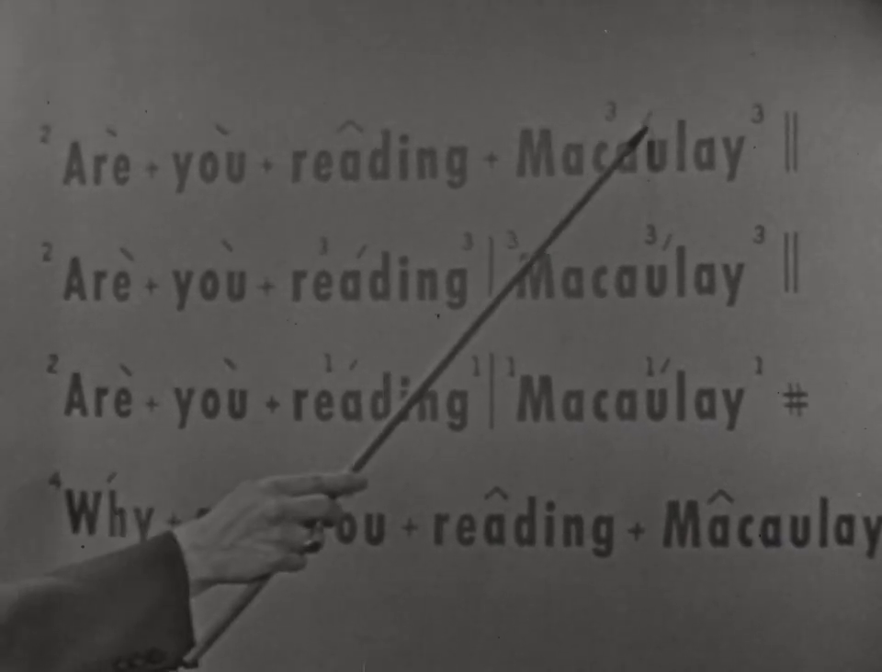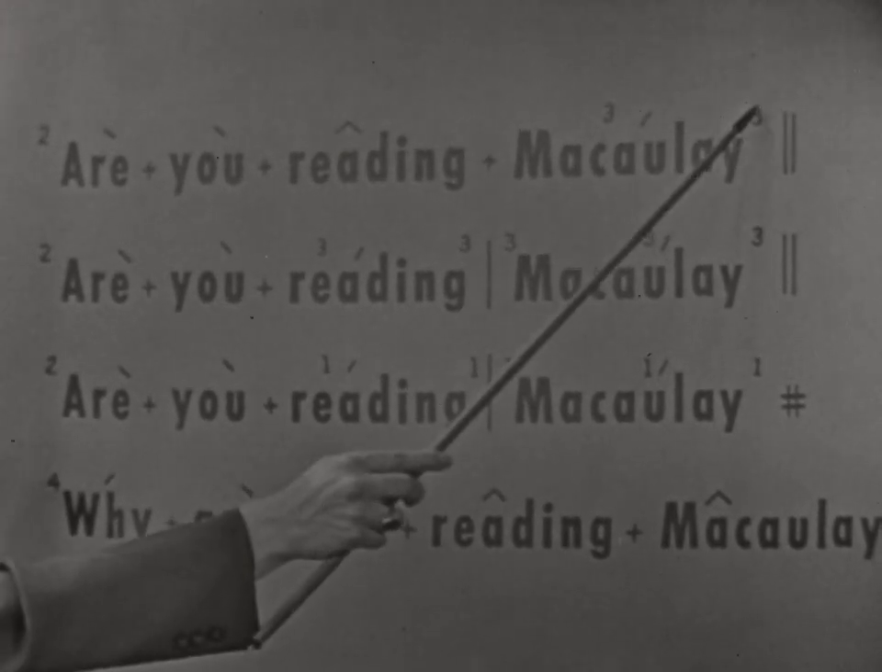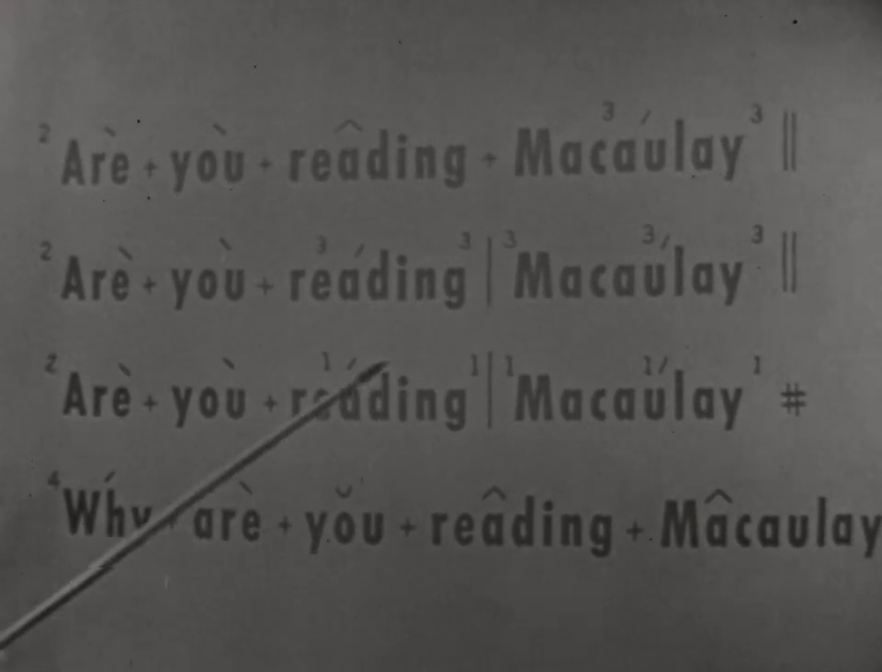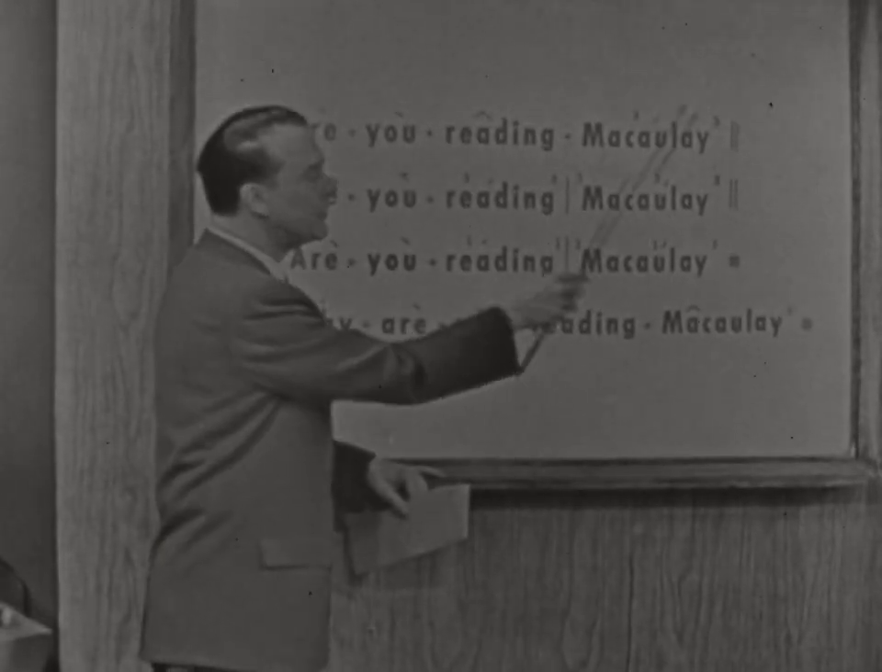Notice, please, that I say all of this on pitch 2 until I get to that primary stress, where I go to 3 and I remain on 3, and then I go up at the end, and that was what that little double bar meant. That showed how I ended this particular intonation pattern.